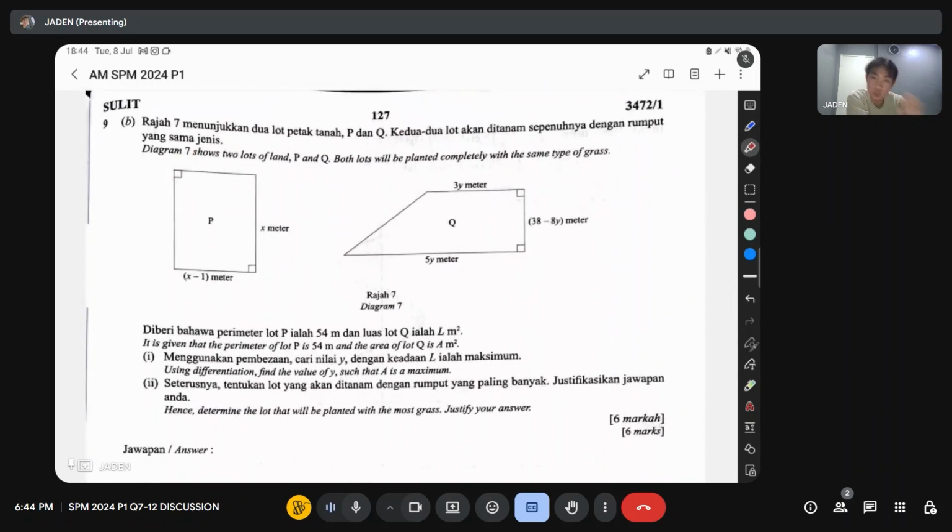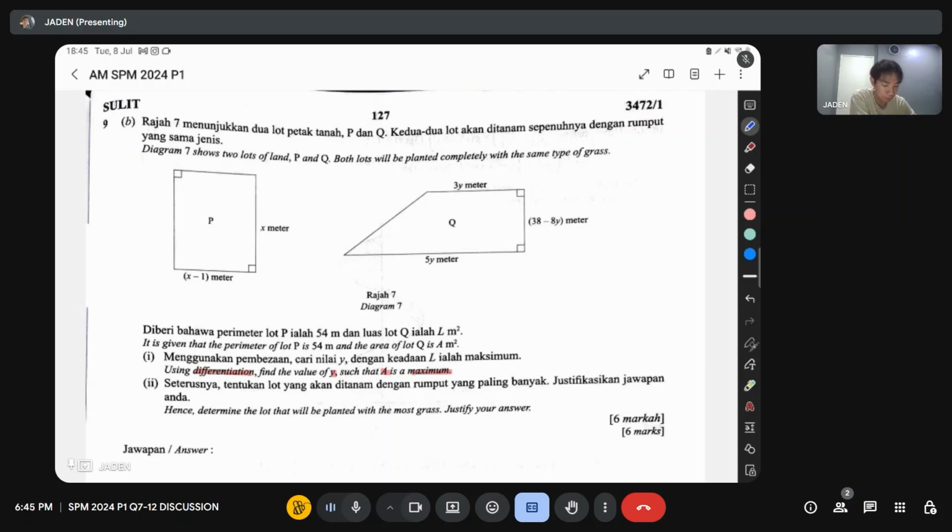Diagram 7 shows 2 lots of land, P and Q. Both lots will be planted completely with the same type of grass. It is given that the perimeter of lot P is 54 meter and the area of lot Q is A meter squared. Using differentiation, pembezaan again, find the value of y such that A is maximum. This is another common type of question in pembezaan or differentiation. It is very, very common and very typical. So I'm going to show you how we can solve this. 6 marks.